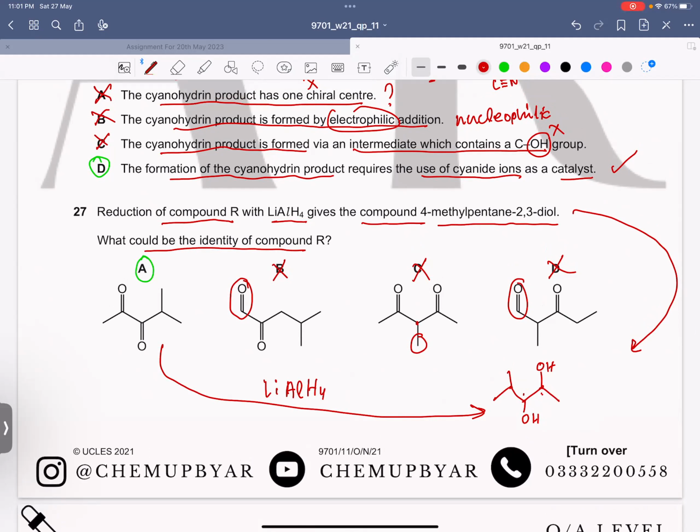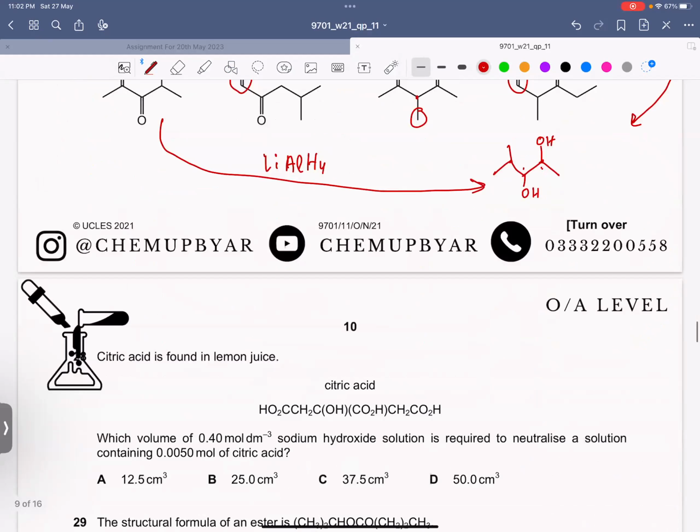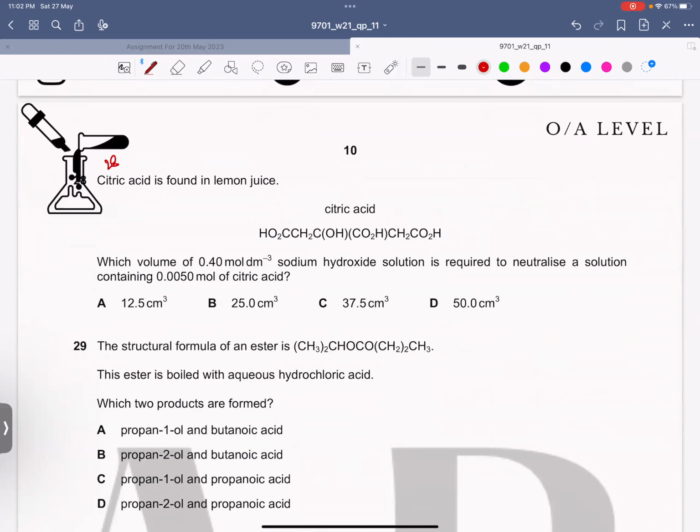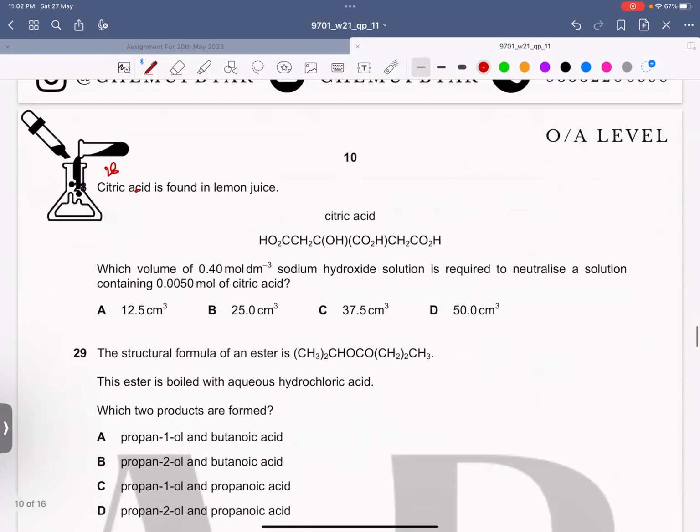Is this clear to everyone? Now, question number 28. Citric acid is found in lemon juice. Okay, this is the formula of citric acid. Which volume of 0.4 mol per dm cubed sodium hydroxide solution is required to neutralize a solution containing 0.05 moles of citric acid?